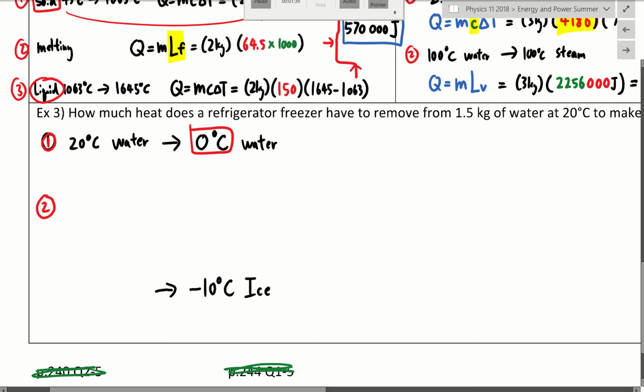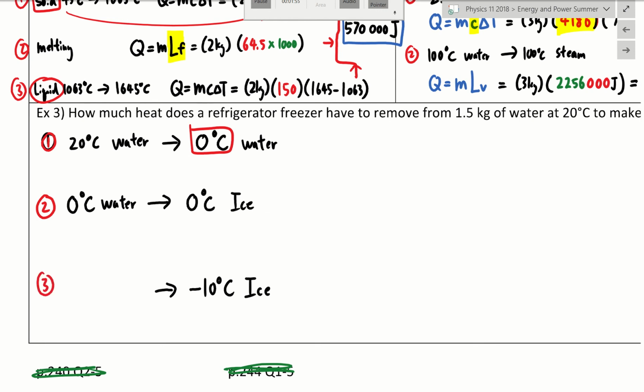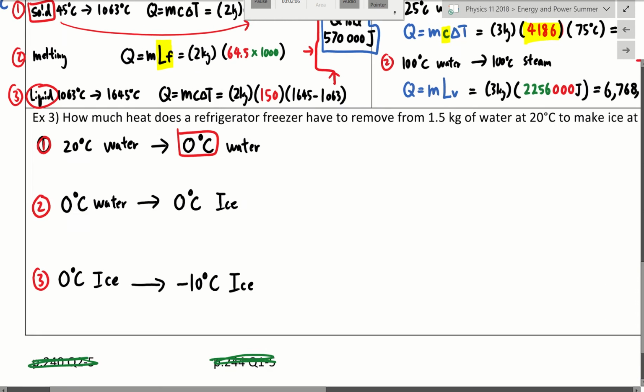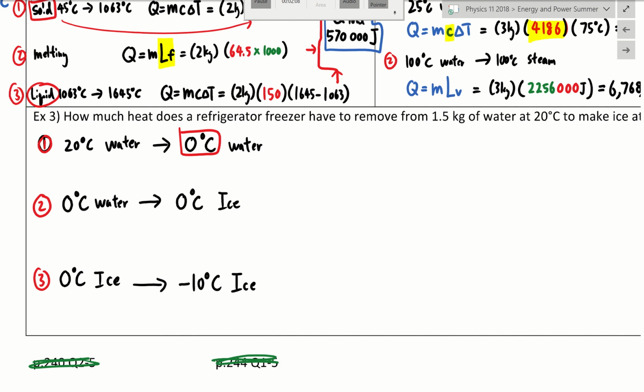And then the second step is to bring the 0 degrees Celsius water, and now we remove more energy from it so that it becomes 0 degrees Celsius ice. And then the final step is to remove energy further from the ice so that it goes from 0 degrees Celsius ice to negative 10 degrees Celsius ice. So it becomes even colder ice at the end. So it's a 3-step process because you have that freezing point, and you have to go through it.